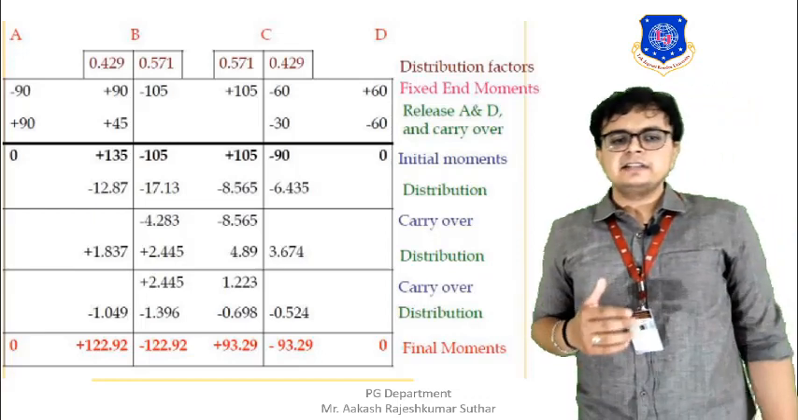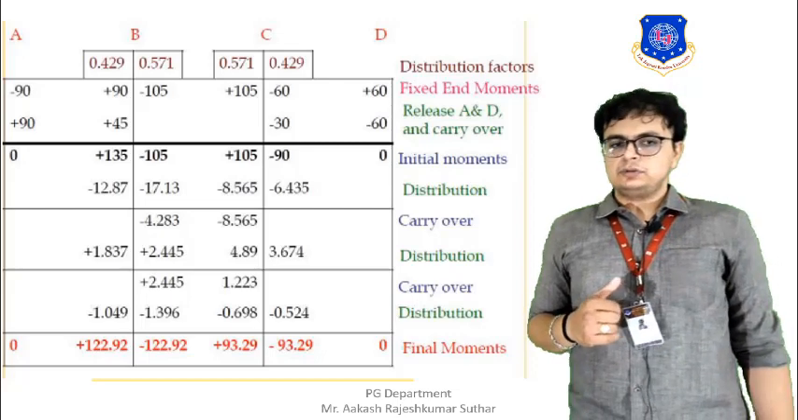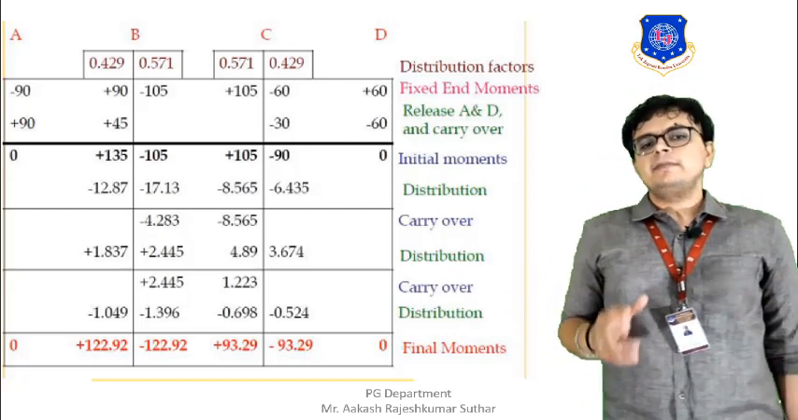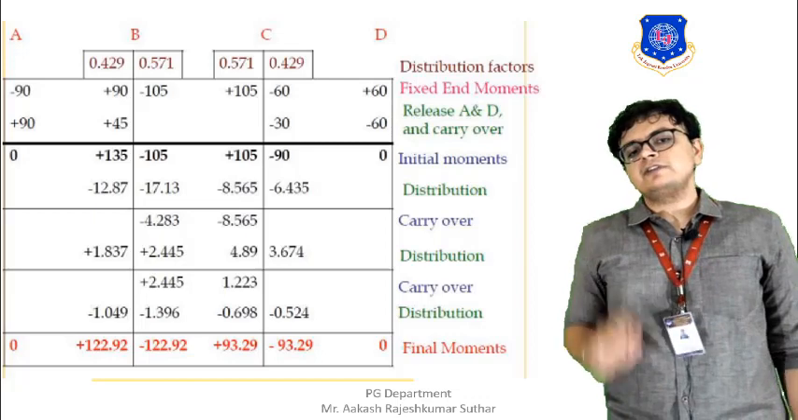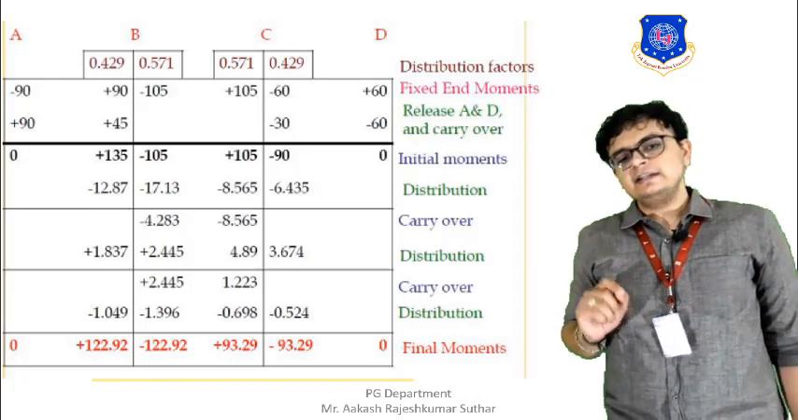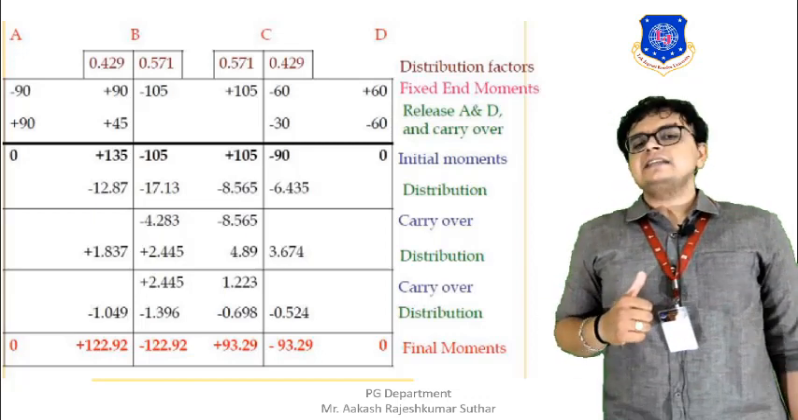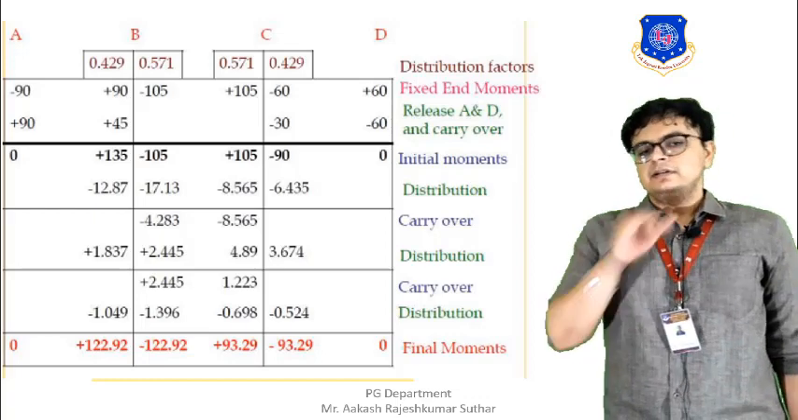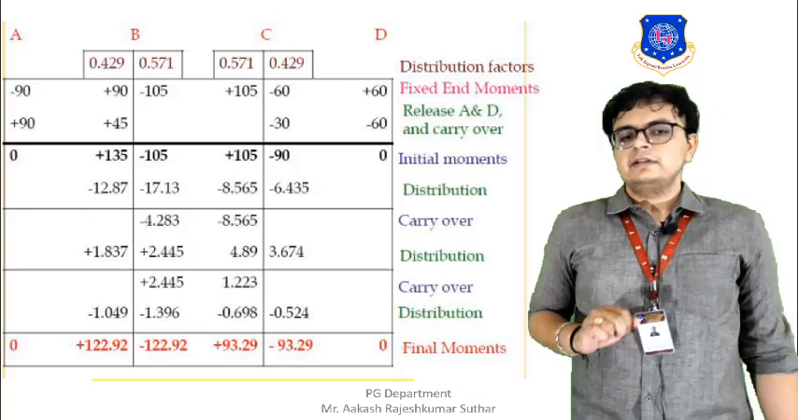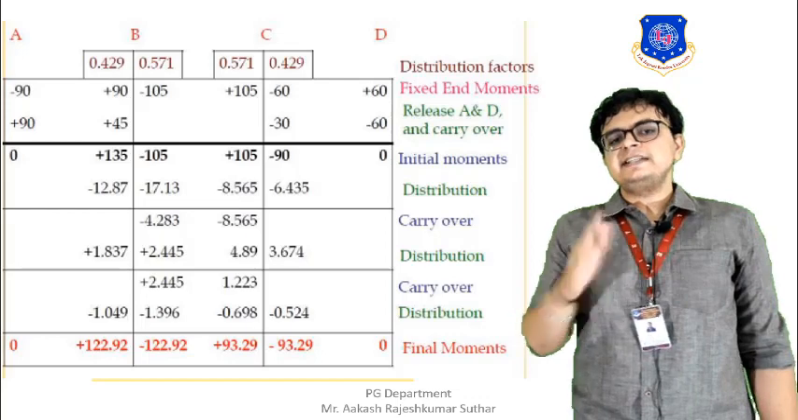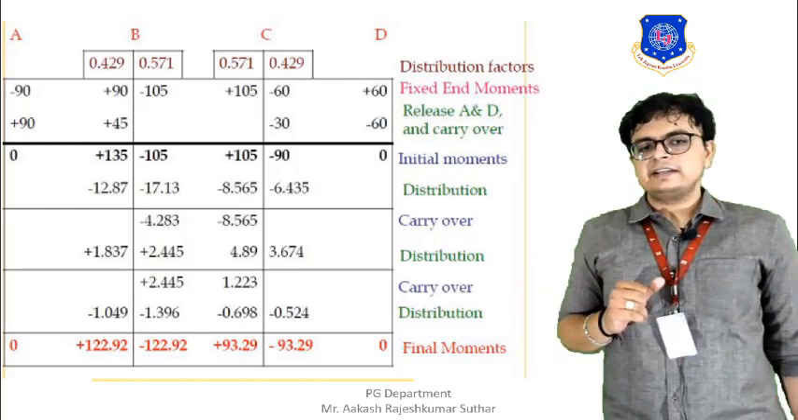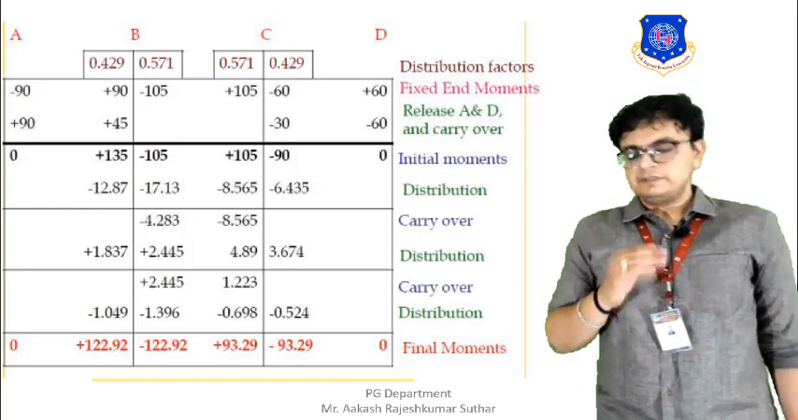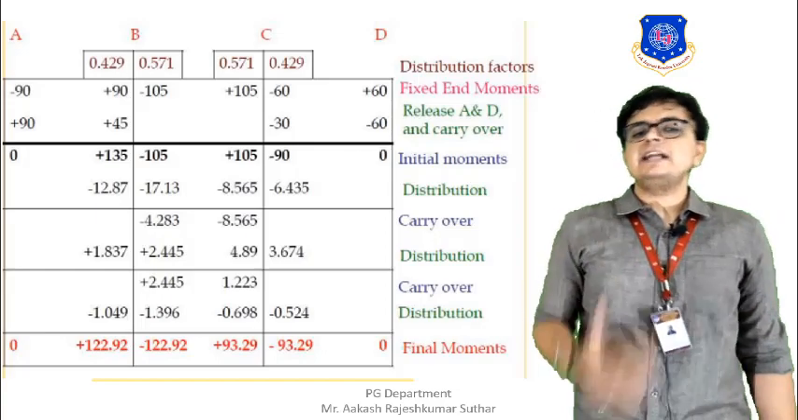Similarly at this C joint also, we have to add the moments at the joint, that is plus 105 minus 90, so we are getting plus 15 difference between both the members, that means CB and CD. So yes, we are getting the plus 15, and we have to multiply it with the distribution factor.